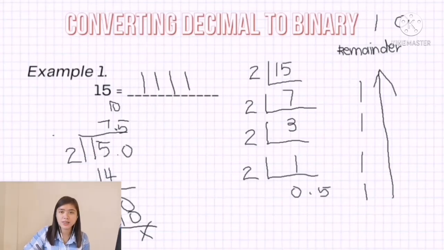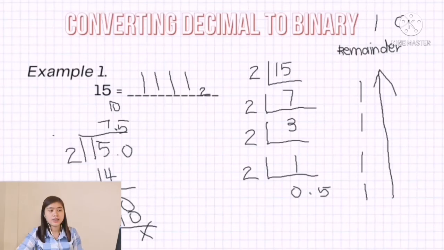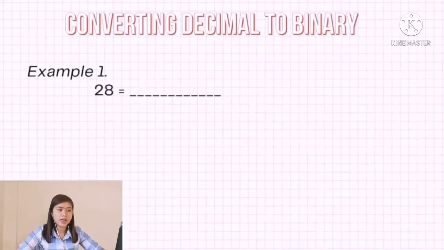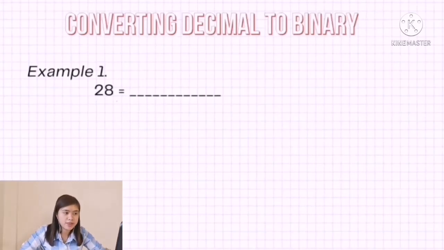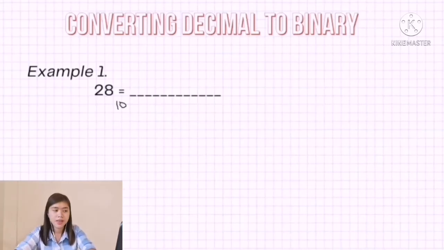Okay, very good. But let us not forget the base number of binary numbers, which is 2. This is how we are going to convert decimal numbers to binary. So decimal 15 is equivalent to 1, 1, 1, and 1. Okay, is that clear? So, another example. Moving on to another example, we have this decimal number 28. Again, what is the base? Okay, very good, 10.